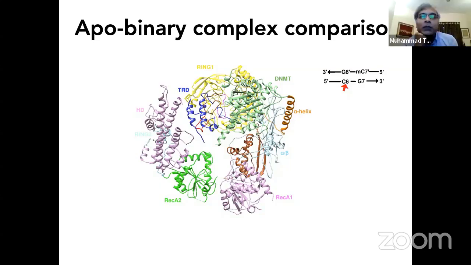So in the meantime, may I ask you a question, please? Yeah. So this DNMT5 mutant, is it viable? Do you see any phenotype like chromosomal instability or transposons getting activated, etc.?